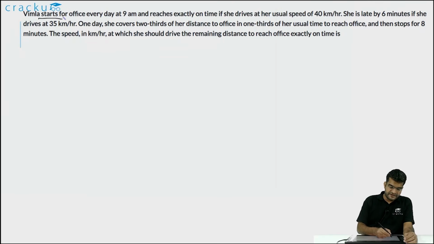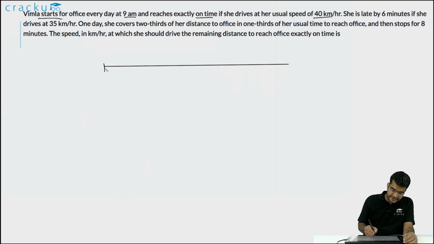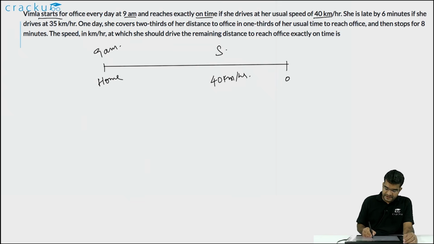In this question it is given that Vimla starts for office every day at 9 am from her house and reaches exactly on time at her usual speed of 40 km per hour. So let us assume that this is Vimla's house and this is her office. Let the distance between both of them be s kilometers. She starts at exactly 9 am and she reaches on time if she goes at 40 km per hour. So what is the time it takes for her to go from her home to office? The time that it will take is equal to s divided by 40 km per hour.